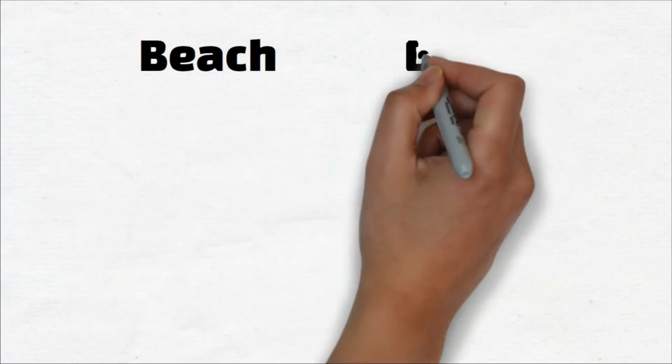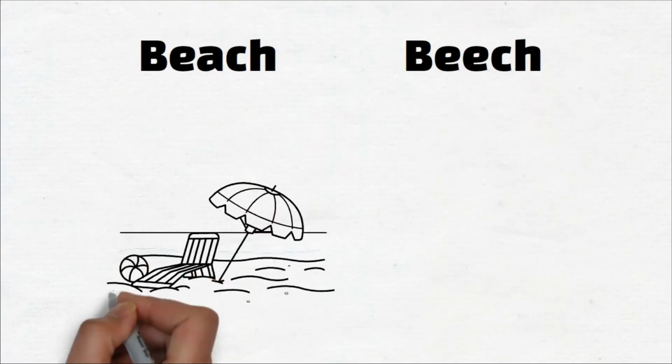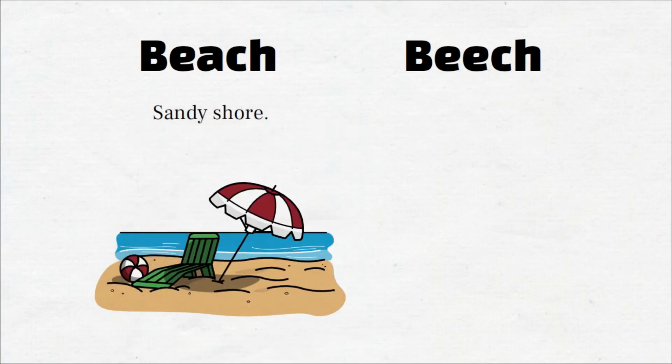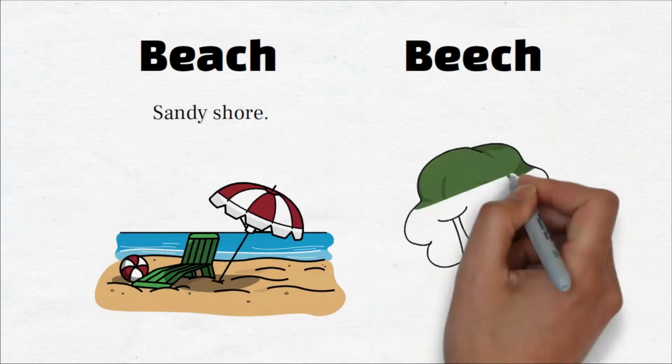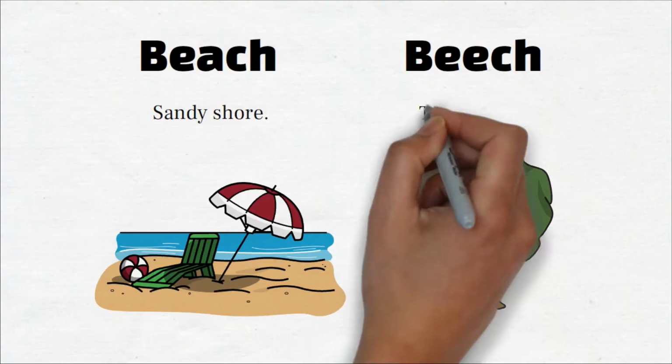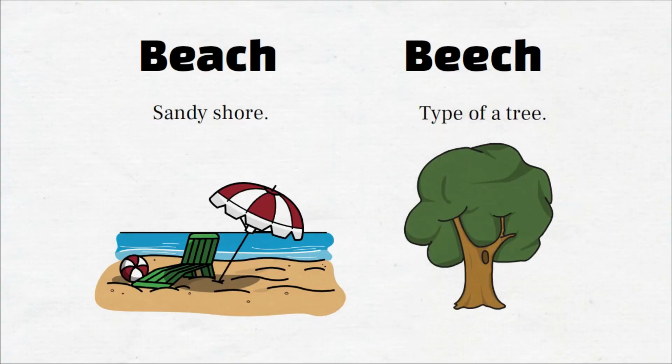Beach. The first is a sandy shore. The second is a type of a tree.